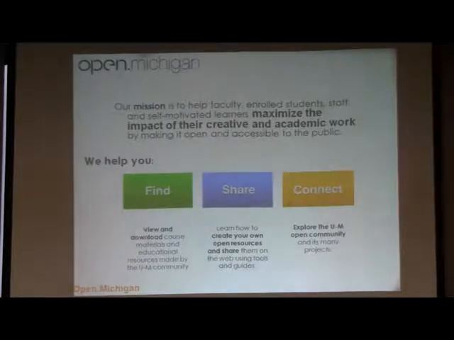So Open Michigan works with staff members to publish their resources and their teaching materials that they create as open educational resources, and then we house those. So we are kind of like a small publishing unit in one respect. And we also teach a lot about how, I teach different constituents and partners how to share the resources. So that's what I'm doing today, is teaching you about how you can actually take advantage of these opportunities.